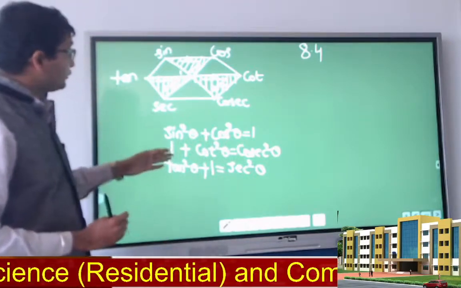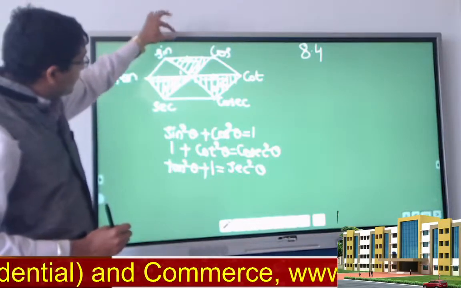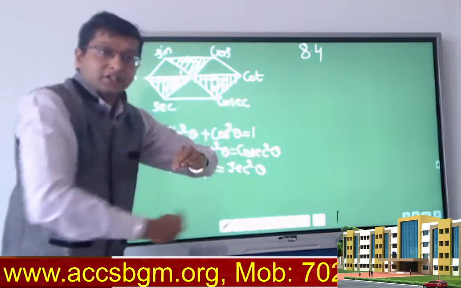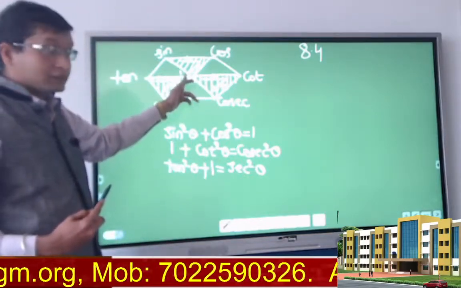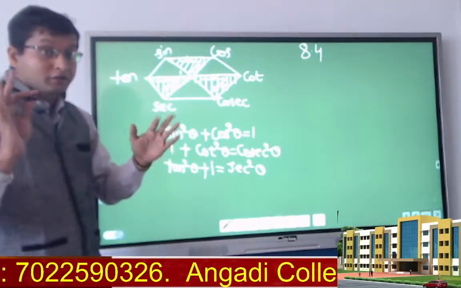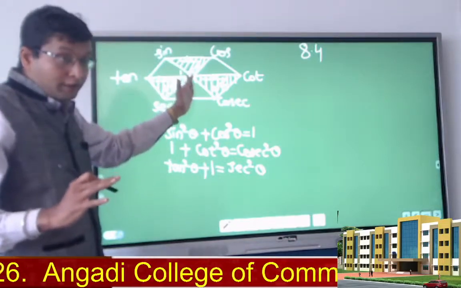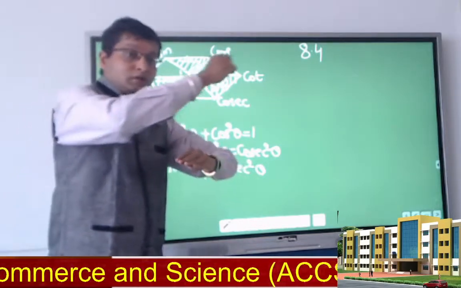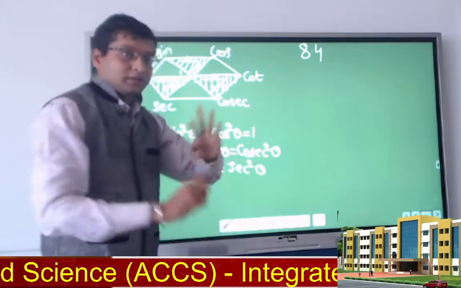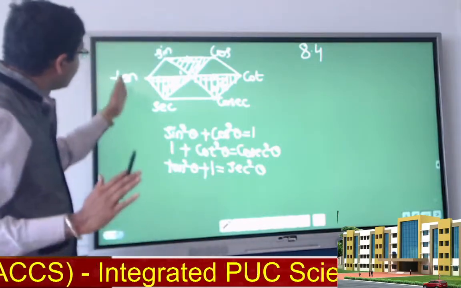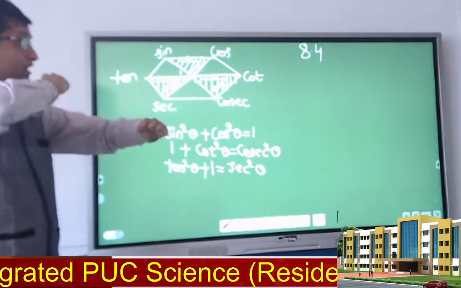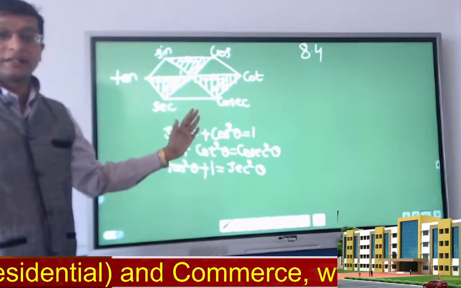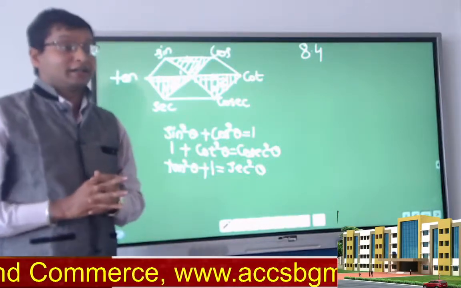So I tell you once again: sin square theta plus cos square theta equals 1. You have to move in a clockwise direction like this. Next, here the shaded region with 1 you have to take into consideration. So 1 plus cot square theta equals cosec square theta, like this, in a clockwise direction. Next, the shaded region is this: tan square theta plus 1 equals sec square theta, like this. Three trigonometric identities we have defined.